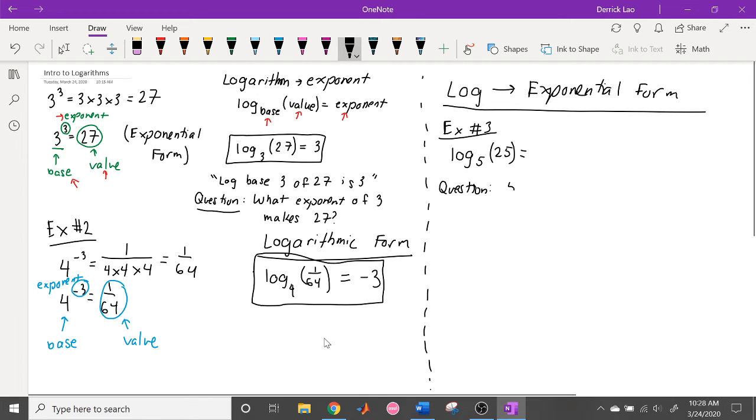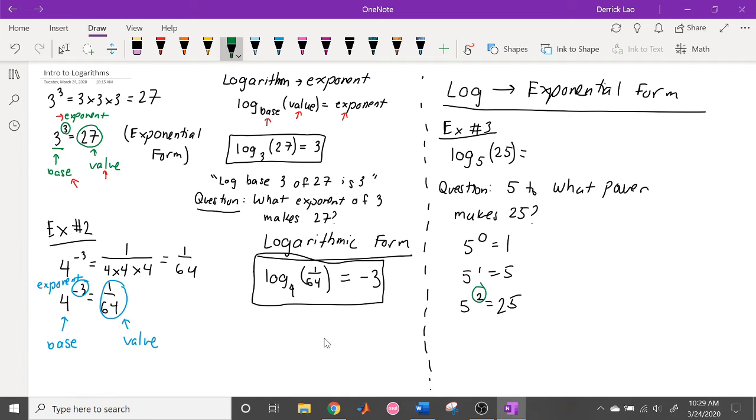The question is, 5 to what power makes 25? And this is a pretty easy one. And we think about it, okay, 5 to the 0 makes 1, 5 to the 1 equals 5, and obviously we know this, right? 5 squared makes 25. So the exponent that we need to put right there is the exponent of 2. So log base 5 of 25 is simply 2.